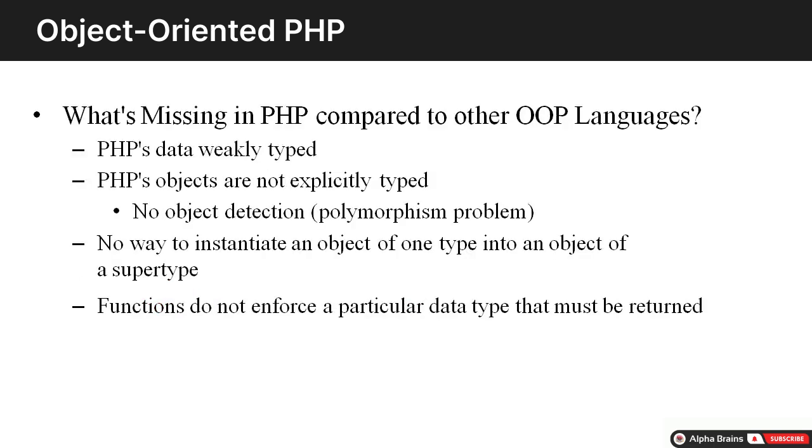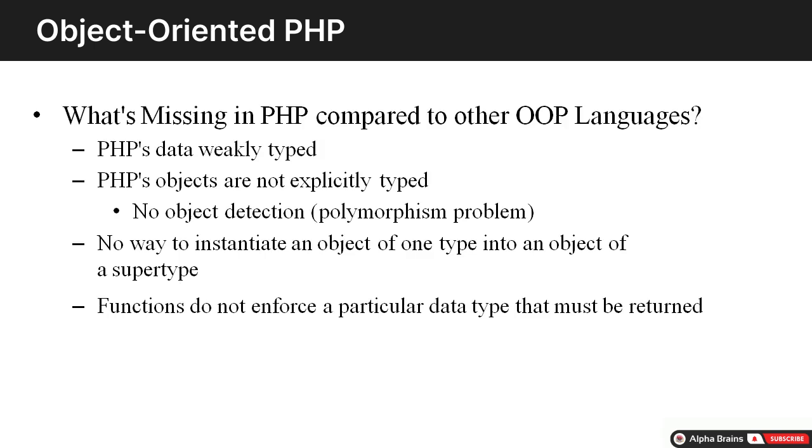What's missing in PHP compared to other object-oriented languages? PHP's data is weakly typed, which means we don't give a specific type when we declare a variable. We don't say this has to be an integer or this has to be a string or a date. PHP does its best to figure these things out from the data that's contained in the variable. PHP's objects are not explicitly typed. Like in Java, you might say, oh, my payroll is of type payroll. And you can't do that in PHP because we don't type our data, and the object essentially becomes a kind of data. There's no automatic object detection.